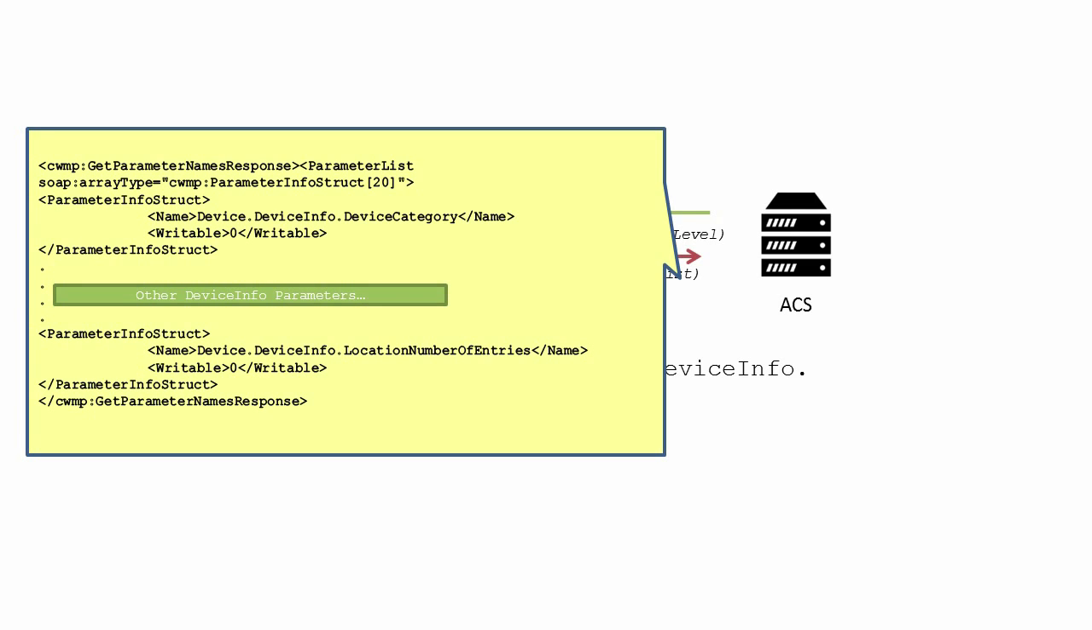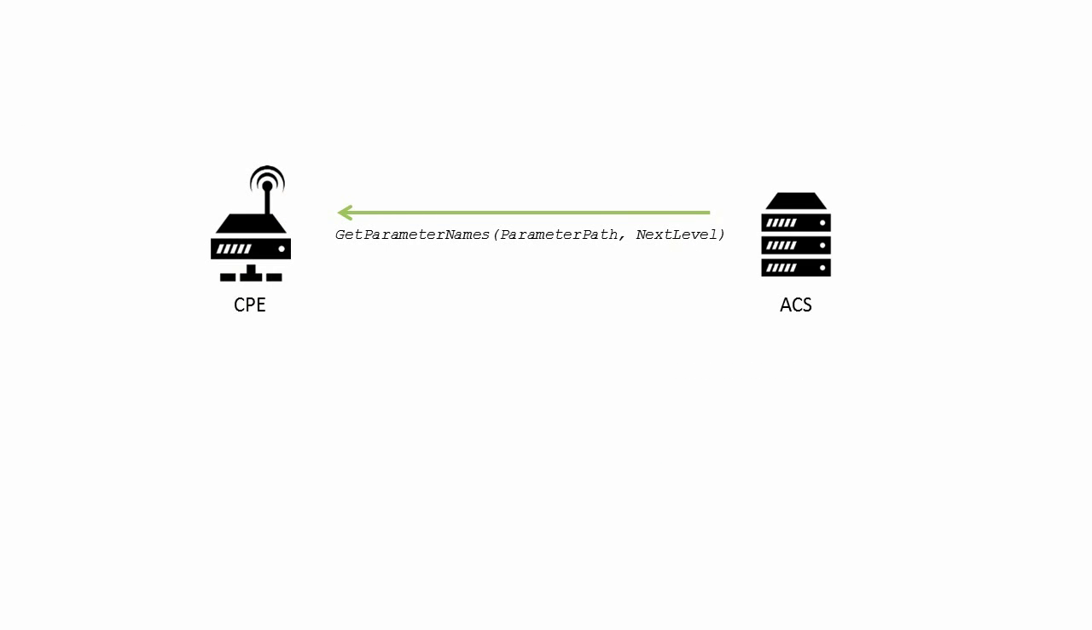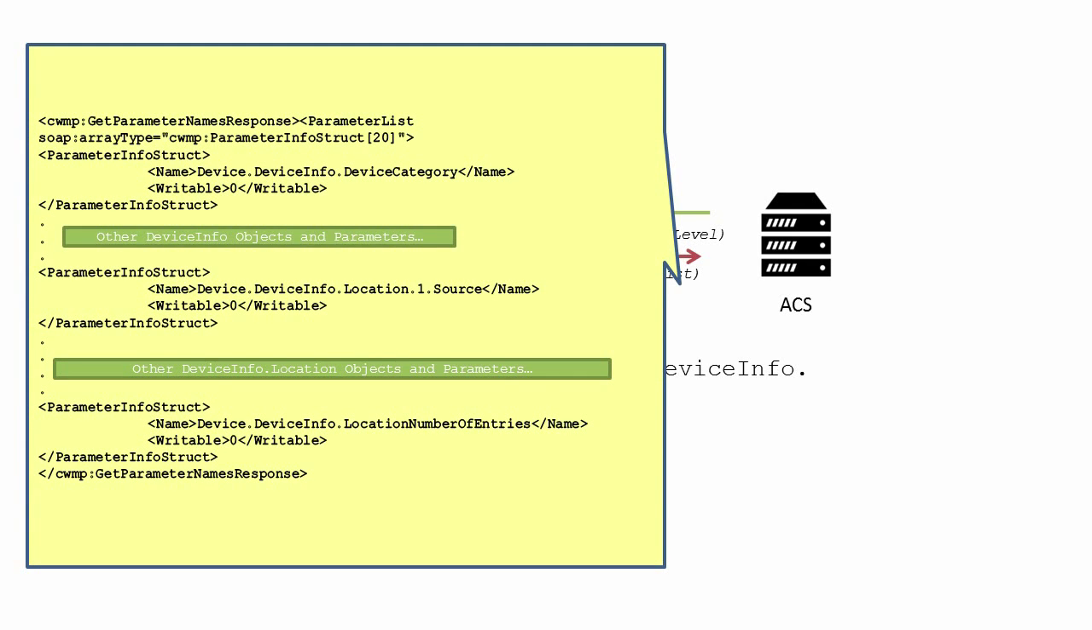If it wanted to know about all of the objects and parameters in the entire DeviceInfo object, it would specify a partial path of Device.DeviceInfo. and set the NextLevel argument to false. The endpoint would then return the entire tree of sub-objects and their parameters.